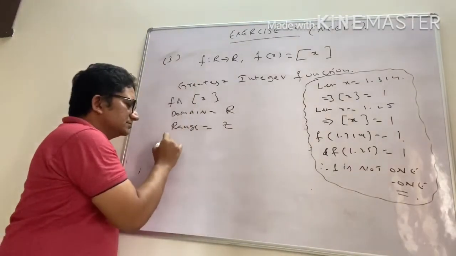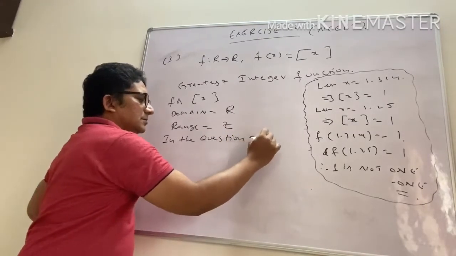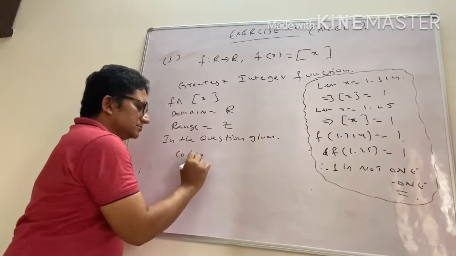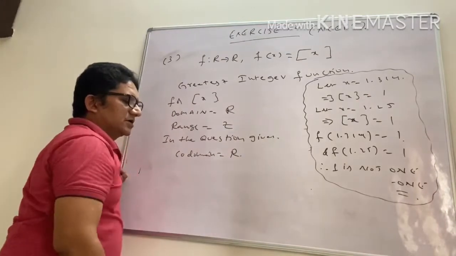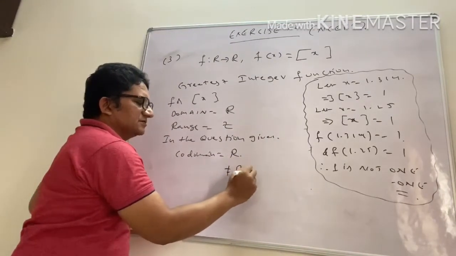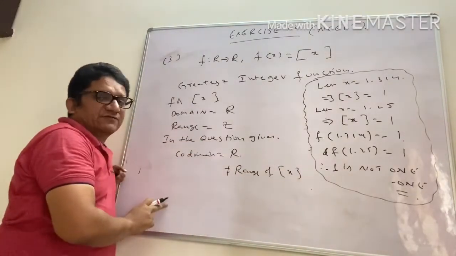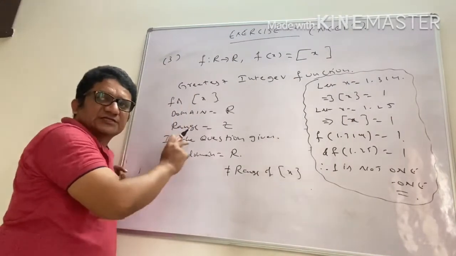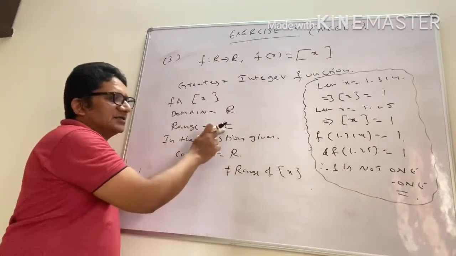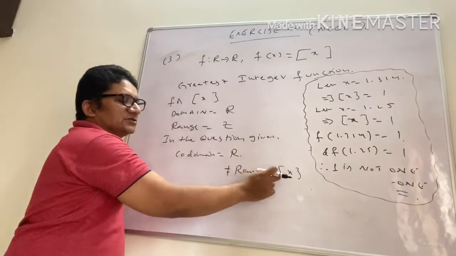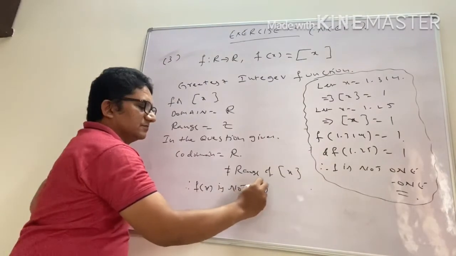In the question, the codomain is given. What is the codomain in the question? Real numbers. Okay, so the codomain is not equal to the range of [x]. See, the second definition is useful here. Onto function means what? If range equals codomain, then the function is called onto. Here, the codomain is R, but the range is integers. That's why the codomain is not equal to the range of [x]. Therefore, f of x is not onto.